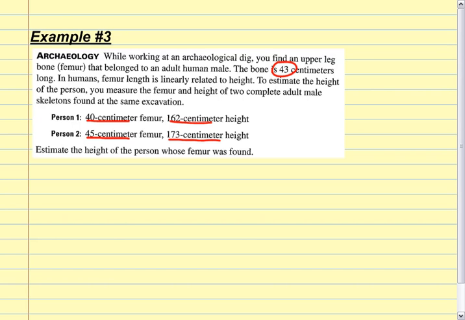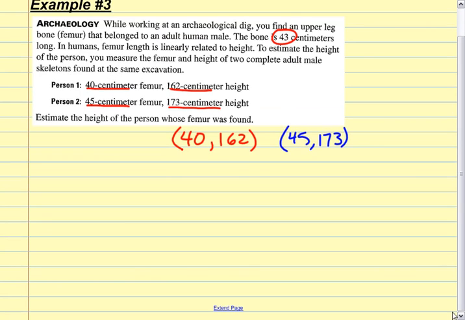Now, what they want us to do here is think about person 1 as a point: femur length and total height. Person 2, their femur length was 45 and their total height was 173. What we need to do is find the linear equation that goes through these 2 points. Then we're going to plug in 43 centimeters for femur length to find out what the total height was.